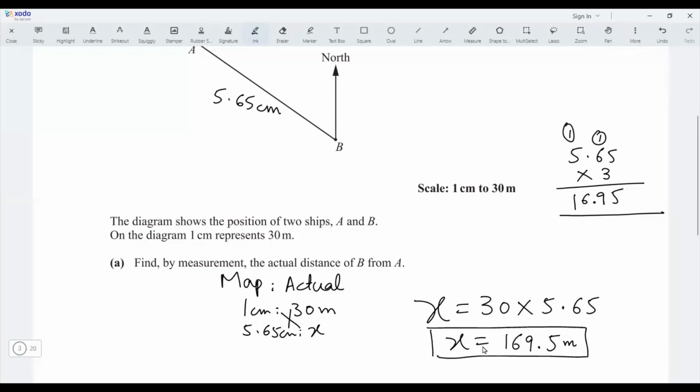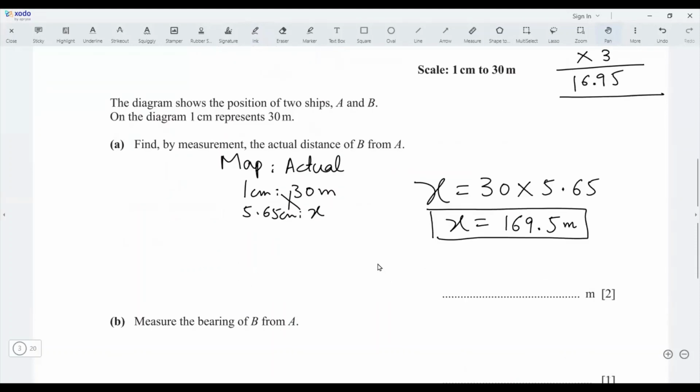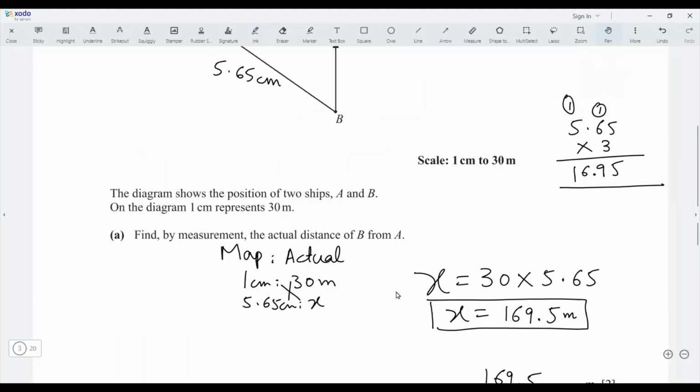Any number in between that slot will be fine. So I hope you all understood this kind of question. I'm going to the next part, which asks us to find the bearing of B from A. Bearing of B from A means we have to start from A and draw that bearing towards B.